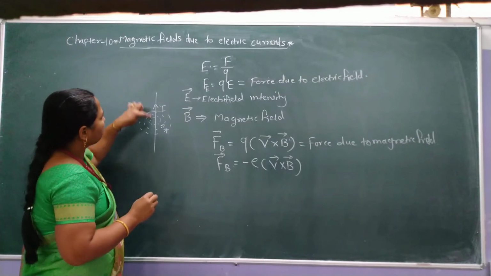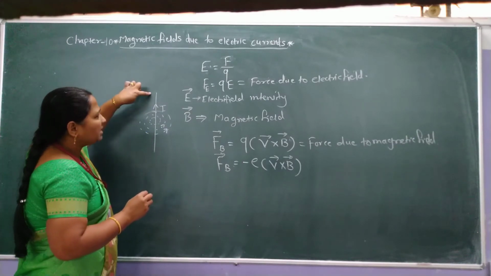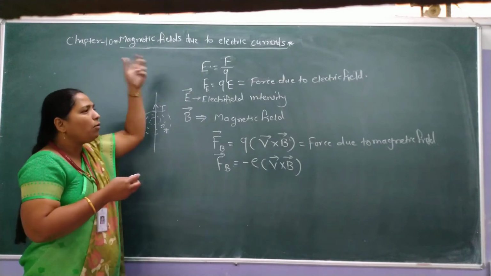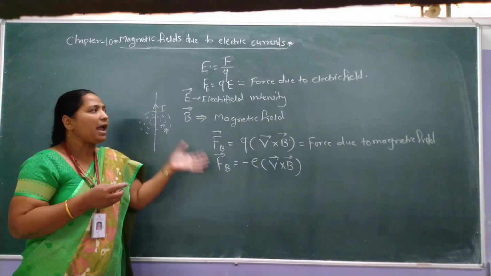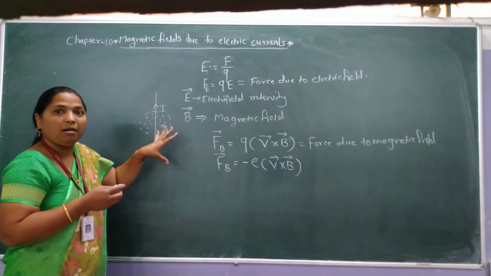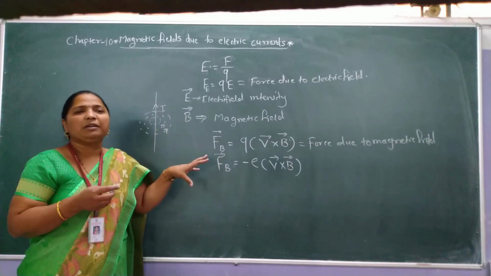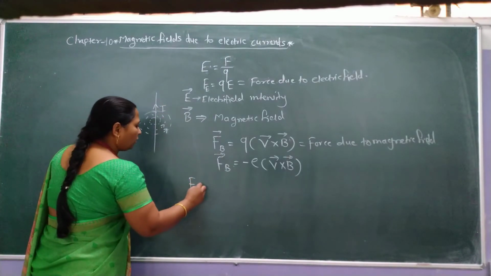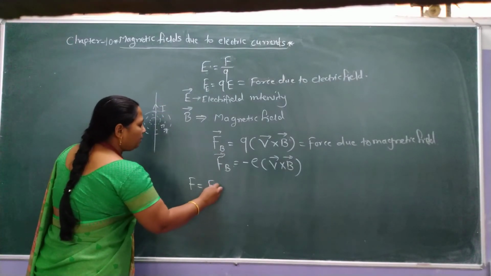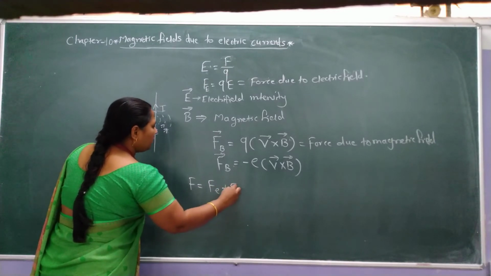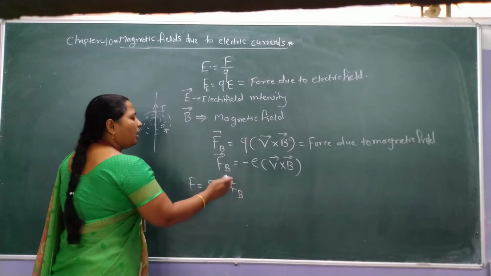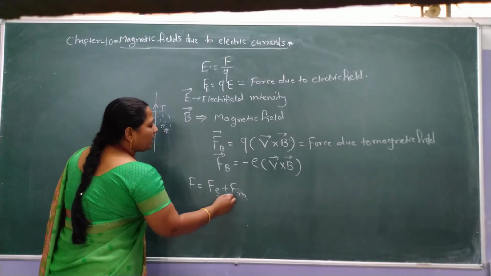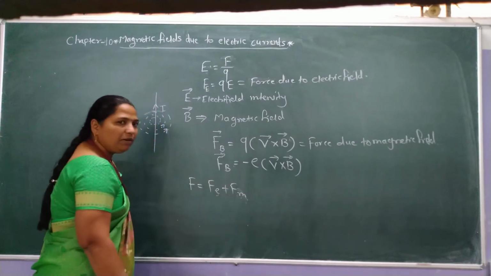When electric current passes through it, there is the electrostatic force. Hence, electric force and magnetic force act on the same conductor. Those forces together are called the total force acting on it. F is equal to Fe plus Fb. Fb is also denoted by Fm, meaning force due to electric field and force due to magnetic field.